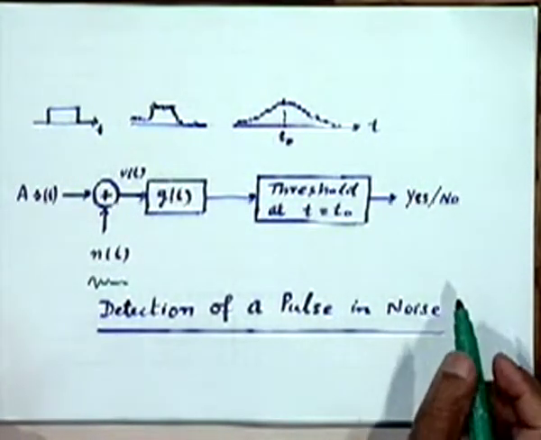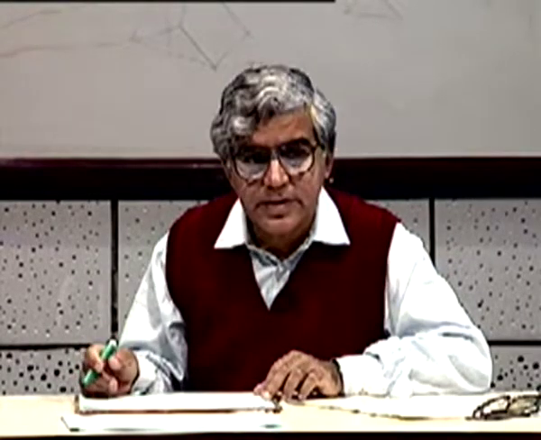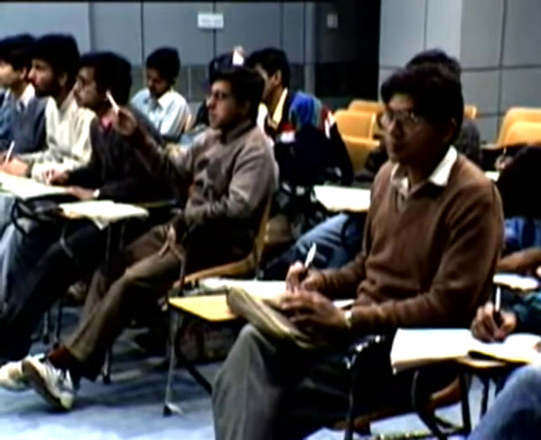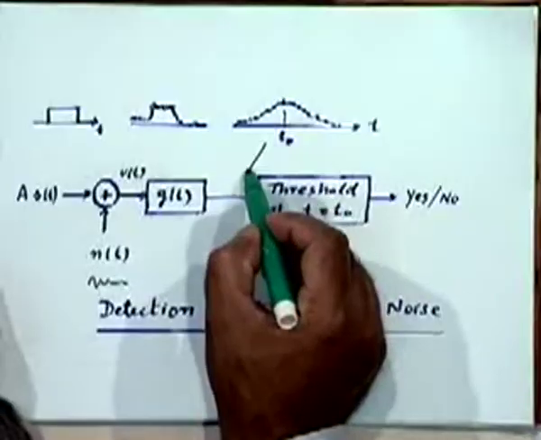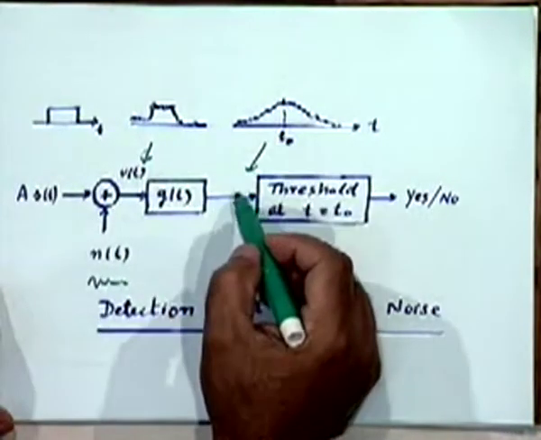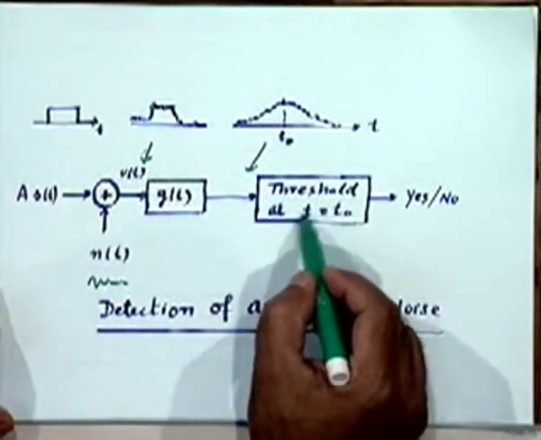The third graph is for sampled output, the third one. What is your question? The third graph is the sample output. No, this is the output of the filter. This is the input to the filter. This is the output of the filter which you are sampling at t equal to t0. So which you sample, right?